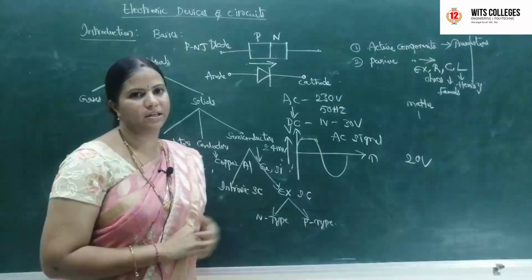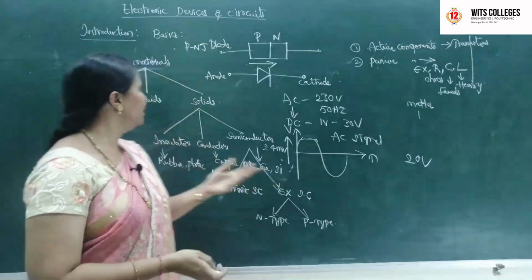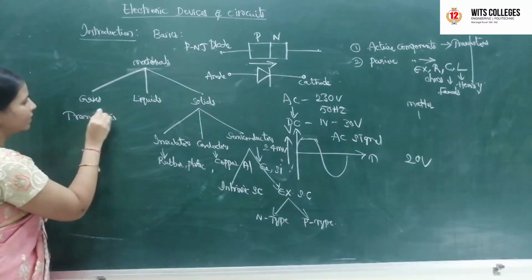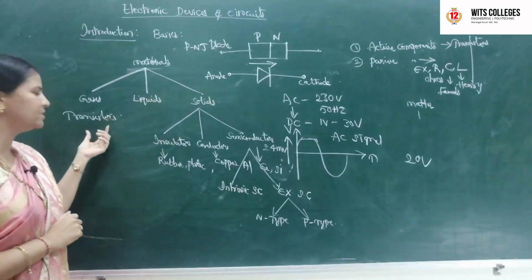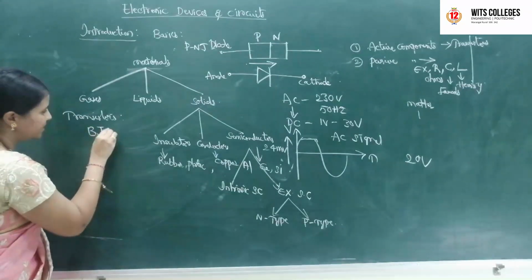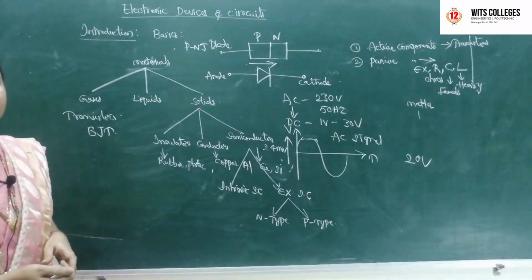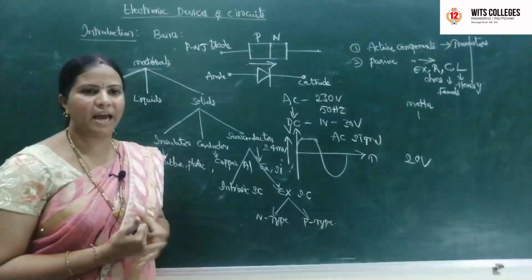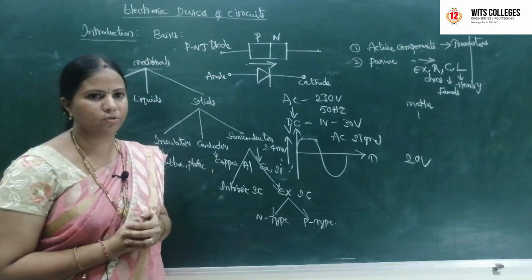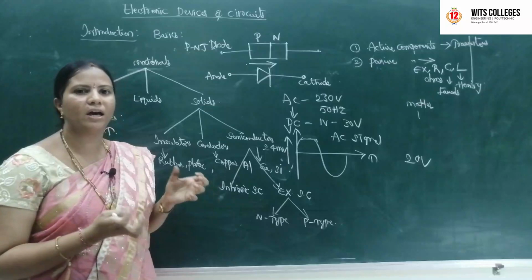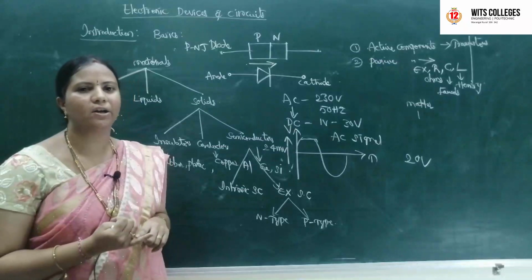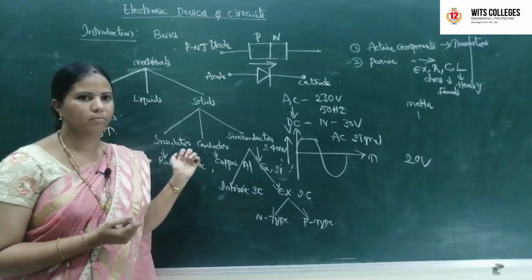Next, coming to the transistors. Transistor is nothing but it is also one of the active components. Transistor is also known as bipolar junction transistor. Bipolar means by using two charge carriers, holes and electrons, the current flows in the transistor. That's why we named it as bipolar junction transistor. By using two types of charge carriers, both holes and electrons, it can flow the current.